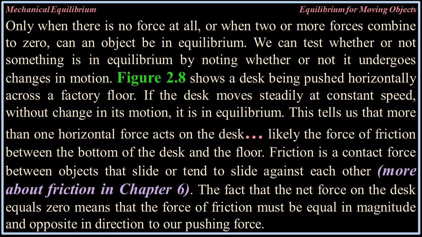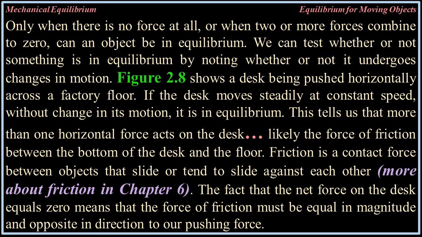If the desk moves steadily at a constant speed without change in motion, it is in equilibrium. This tells us that more than one horizontal force acts on the desk, likely the force of friction between the bottom of the desk and the floor. Friction is a constant force between objects that slide or tend to slide against each other. More about friction in Chapter 6.